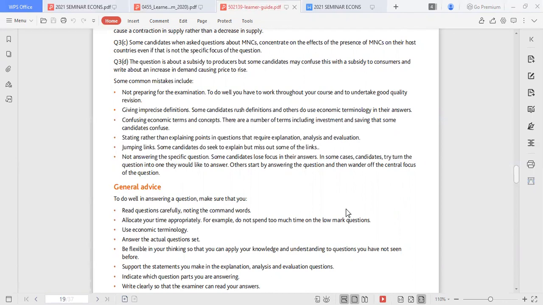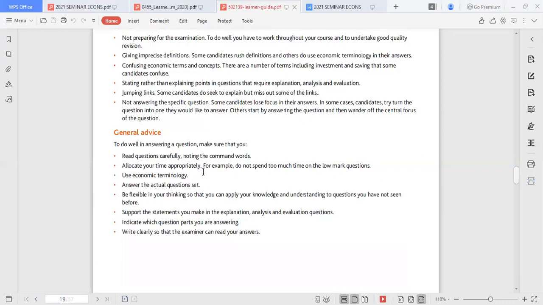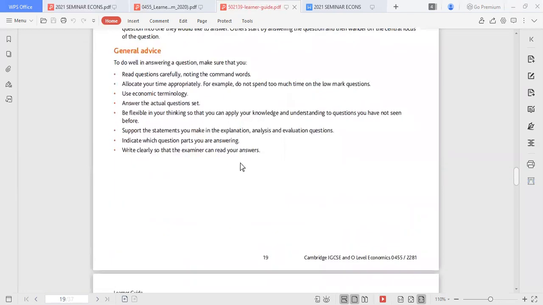Understand, right? You see, even they give some general advice down here. Read the question carefully, noting the common words, allocate your time, answer the actual question set, be flexible, support the statements you make in the explanation, analysis, and evaluation of questions, indicate which question part you're answering, write clearly, right? So please look into all this very seriously.